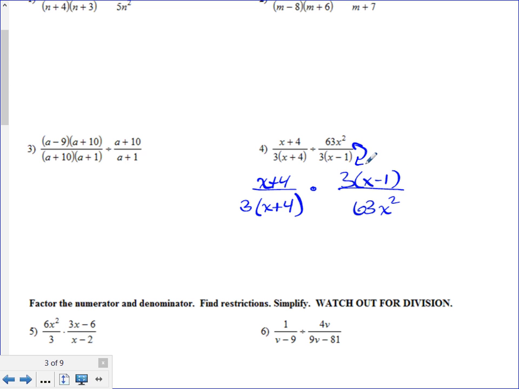So first step, look for division. If it's a division problem, flip it. What if it's not division? You just leave it the same.